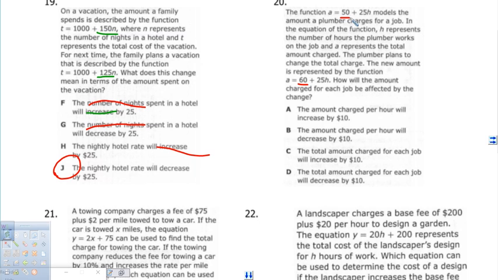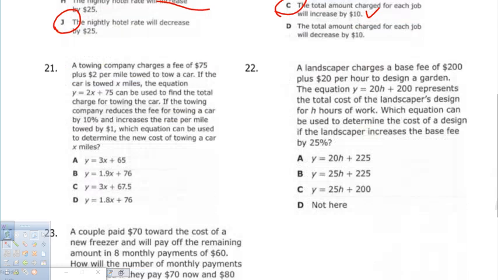The amount charged per hour will increase. 25 represents how much he charges per hour. The amount charged per hour, nope. The total amount charged for each job will increase by $10. We did increase 50 to 60, so C would have to be your correct answer.